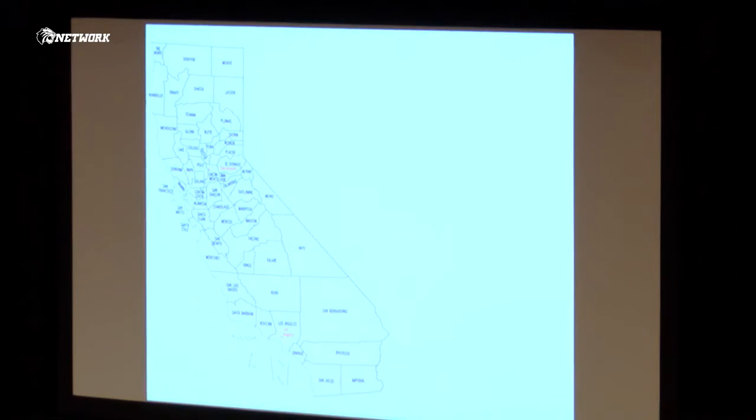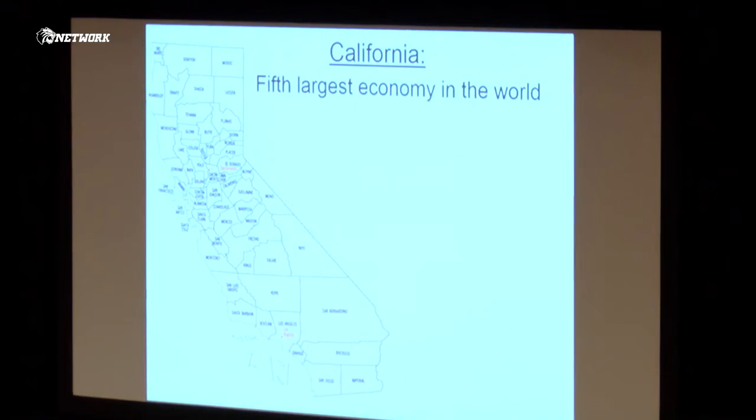When I started thinking about this environmental justice thing, I started thinking about my state. You know about California? We're the fifth largest economy in the world. If we were our own country, we'd be the fifth richest country in the world. You know why? Not because of Hollywood, not because of tech, because of agriculture.